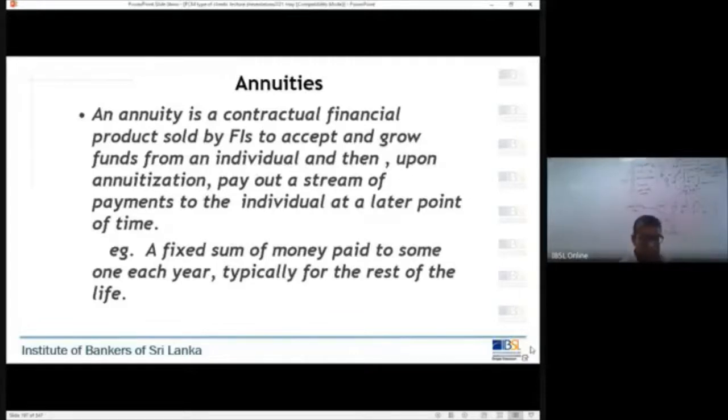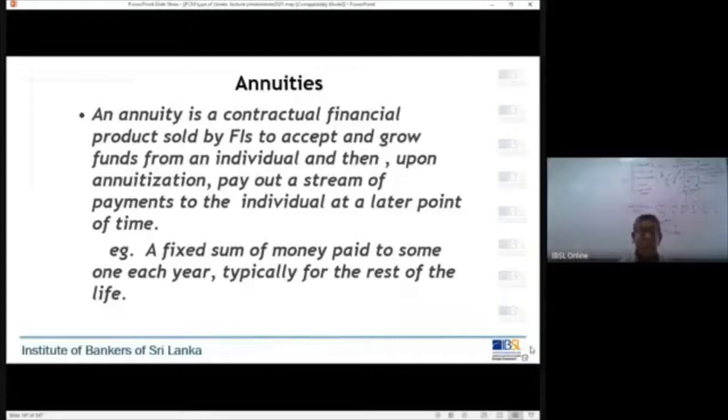So the only thing is you have to pay the agreed amount in installments, or you can pay a lump sum, and after you reach around 50 or 55 or 60, depending on the agreement, the bank will pay you. You won't get the money back. So the bank will pay some money in installments, right? They calculate the prevailing interest rates, a fixed sum of money paid to someone each year, typically for the rest of life, and that sort of product we call annuity.